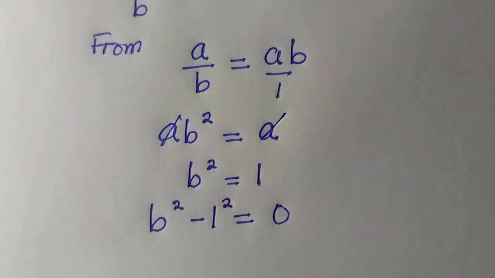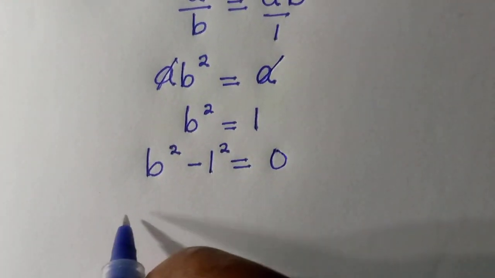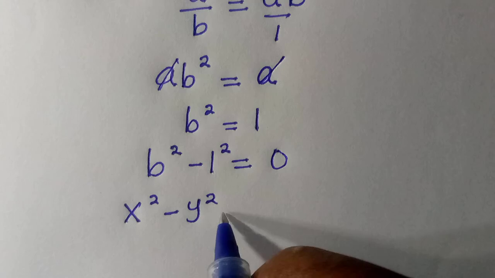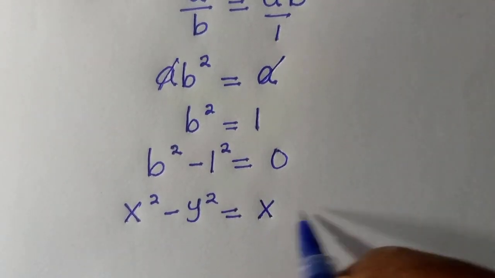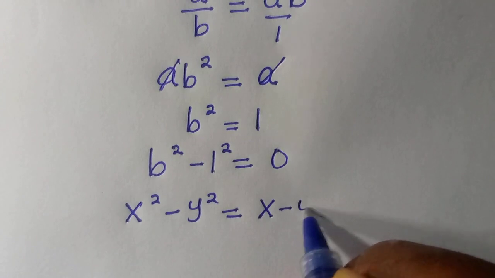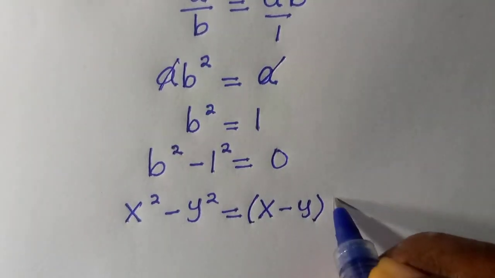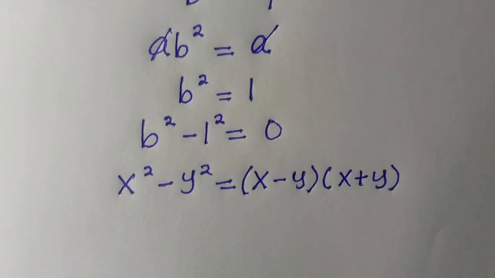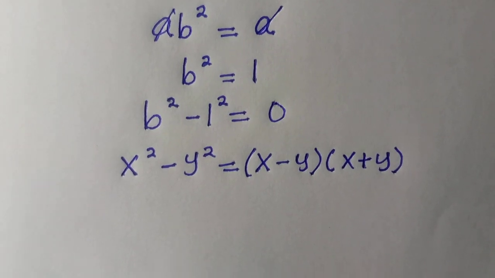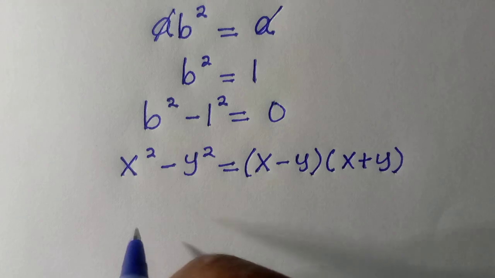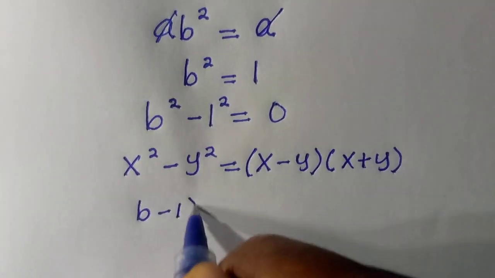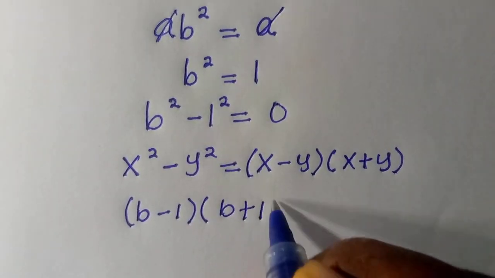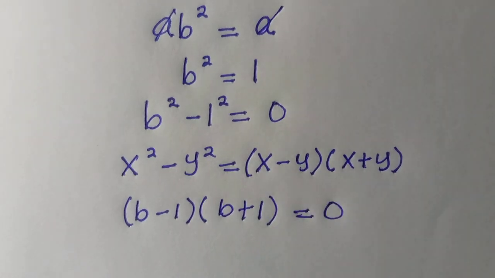And this is 1 squared, and x squared minus y squared is the same thing as x minus y, open bracket, x plus y. If b is x and y is 1, we are going to have b minus 1, open bracket, b plus 1 equals 0.